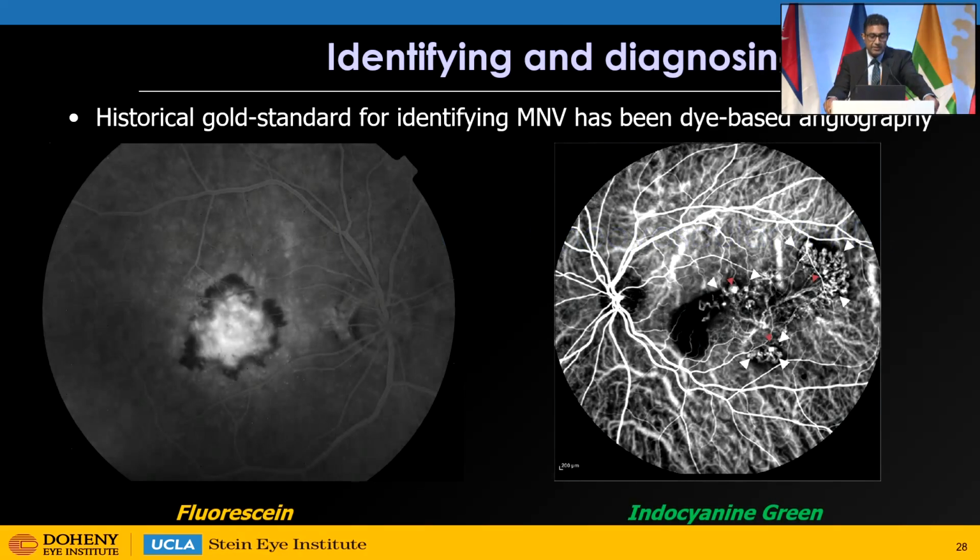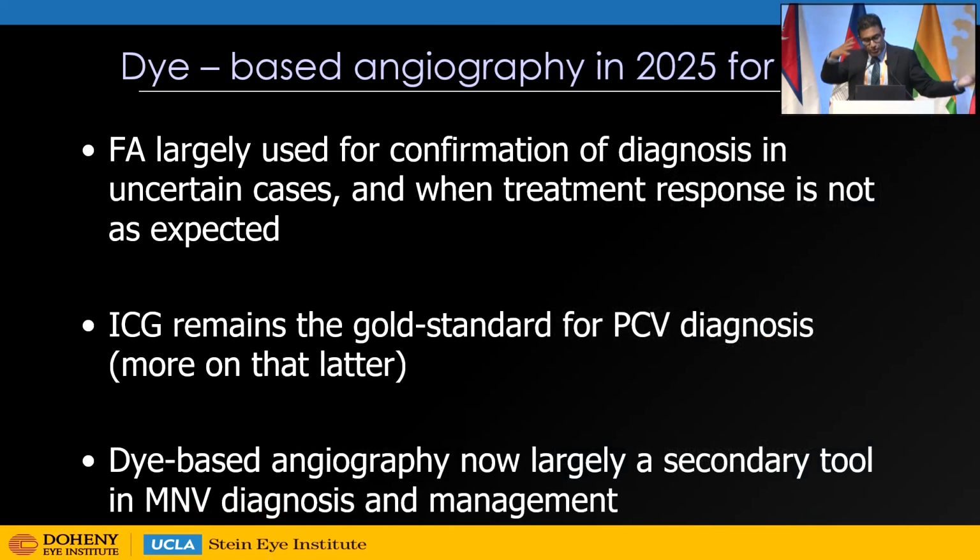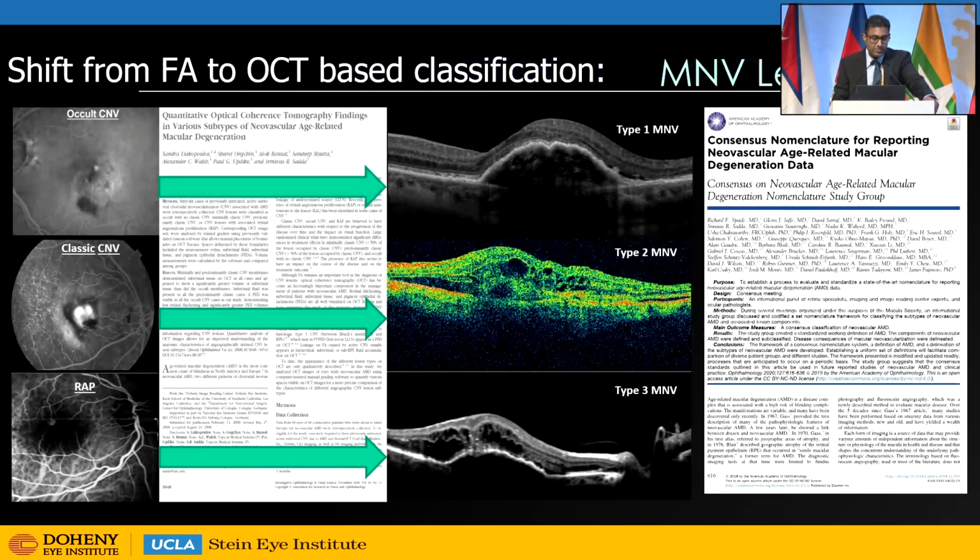Historically, the gold standard for identifying macular neovascularization was dye-based angiography, fluorescein or indocyanine green. But this is sort of really the takeaway summary slide, that in 2025, fluorescein angiography is largely used for confirmation of diagnosis in certain cases and when treatment response is not as expected. ICG remains the gold standard for PCV diagnosis, but dye-based angiography overall is now largely a secondary tool in diagnosis and management, as I'll illustrate.